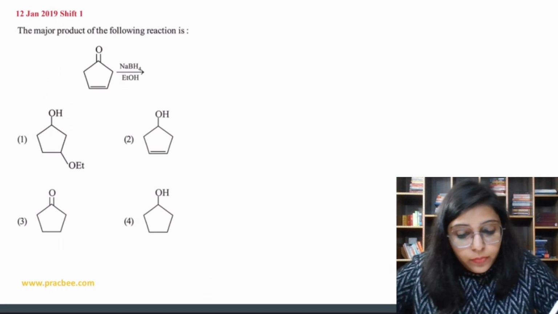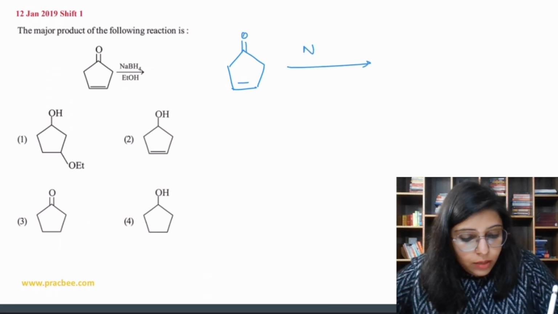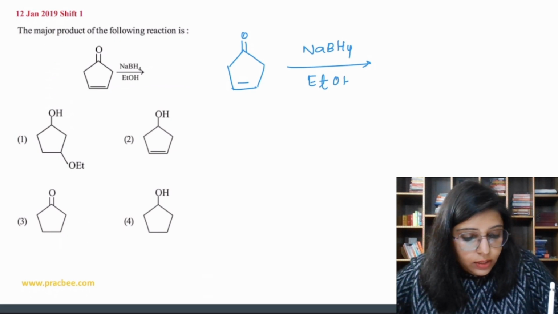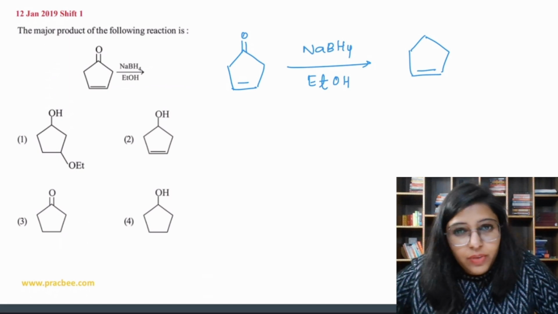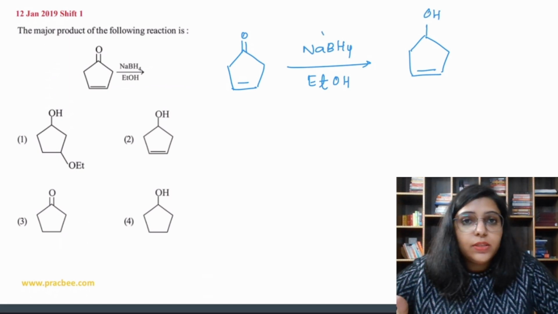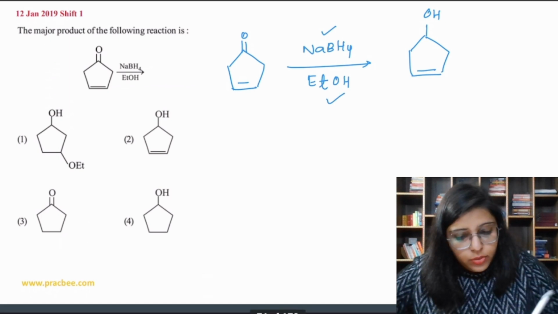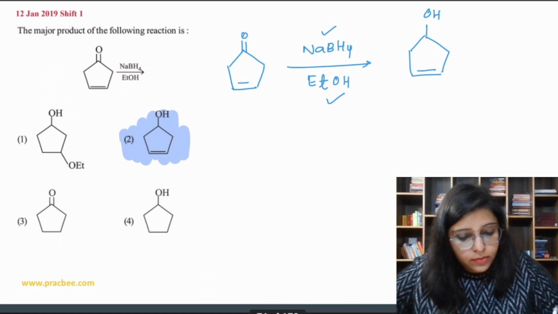Let's do the next question. The major product of the following reaction. So it's simple, C double bond O, NaBH4 and we can say EtOH. So what we are going to do, just OH. In the presence of NaBH4 we can have solvent as ethanol, it is possible. So option 2 is the correct answer.